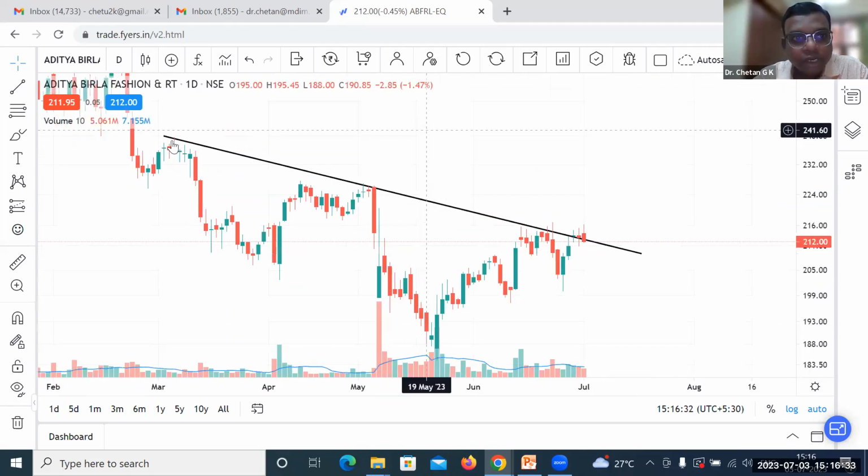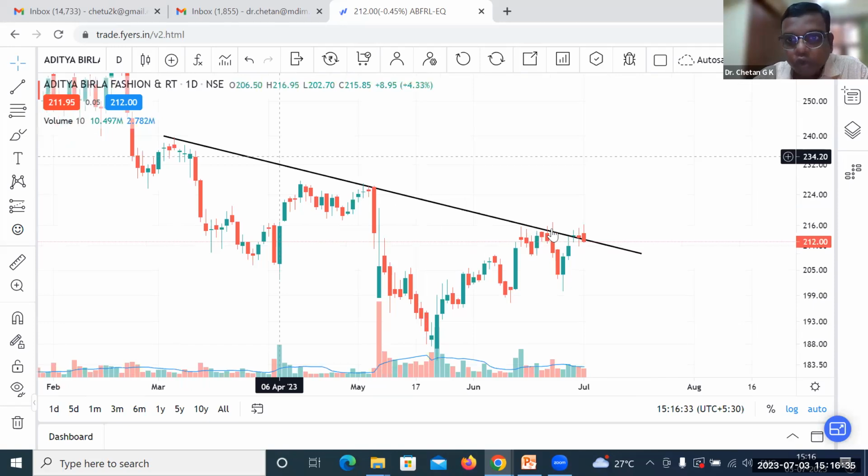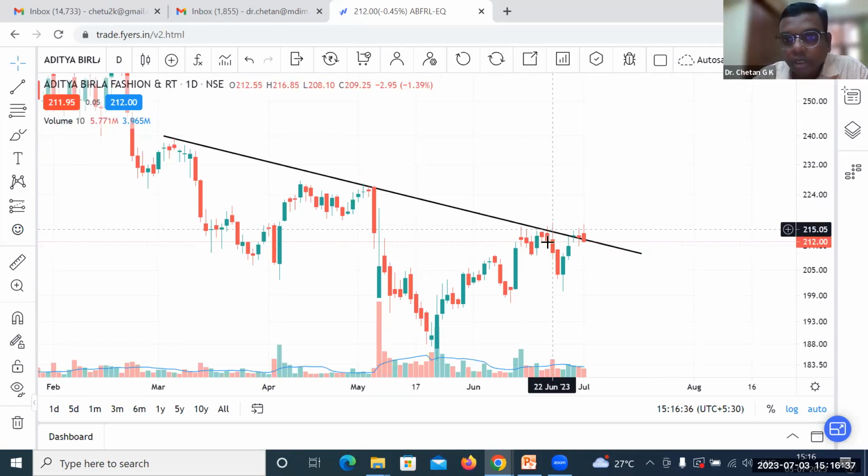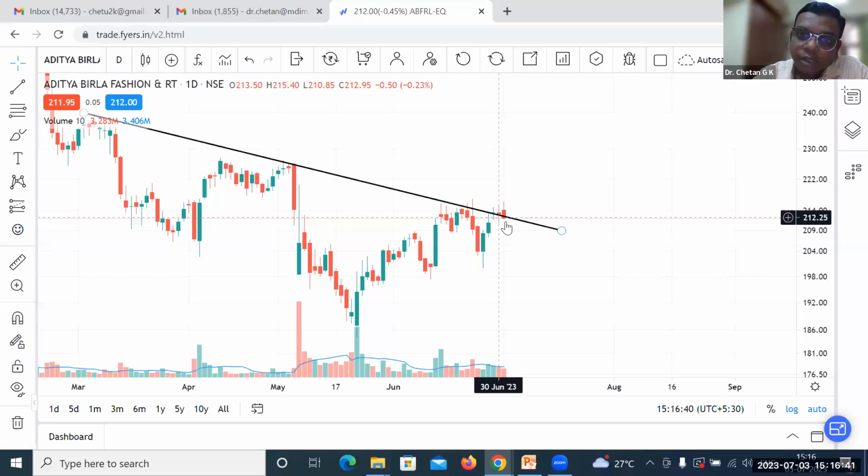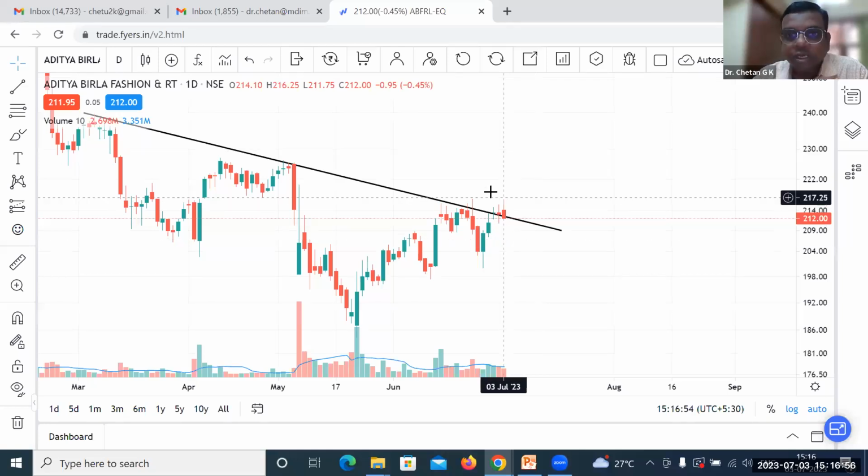So you can see there are 3 touch points, 1, 2, 3, and this one, 4 touch points are there. And here, what has happened? We have to see where this particular candle is actually going to be closing. If it closes below this, which means it has not closed above this trend line, it is still not bullish. So of course, I'll not be trading based on the shooting star. I'll be trading this based on the trend line only.